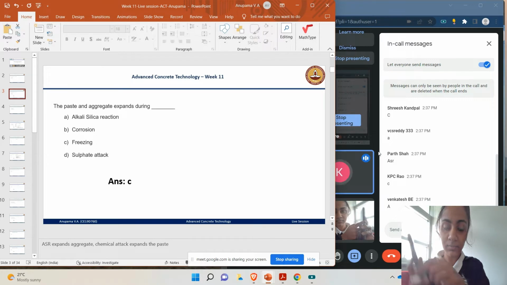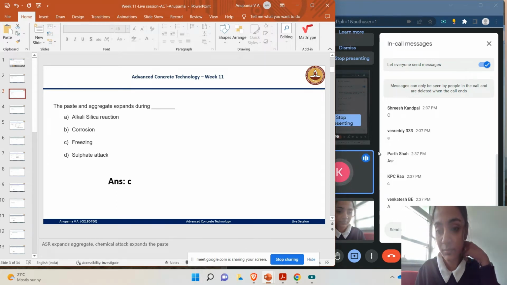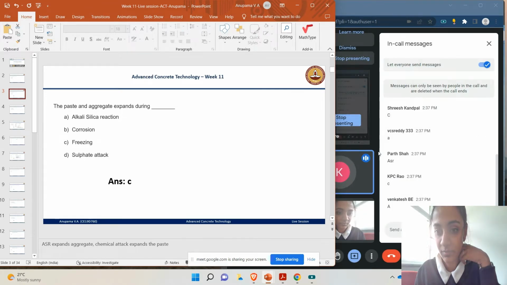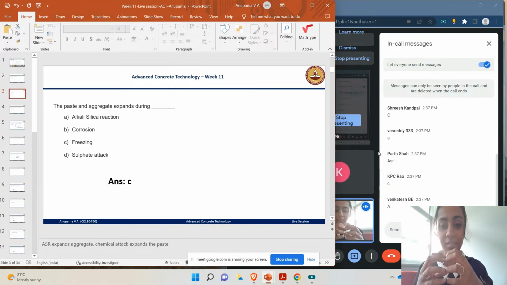It is not expanding, but the same case is freezing also, ma'am. In freezing, it is just the volume which is expanding. It is not the paste or the aggregate which is expanding. It is like pushing away, like you said, the aggregate is pushing the paste away. The water freezes, and once it becomes solid ice, it is again pushing the paste and the aggregate. So the entire volume of the paste and the entire volume of the aggregate does not increase. Ma'am, but ASR is also doing the same thing. One component is expanding and it is pushing the paste. It just pushes away.